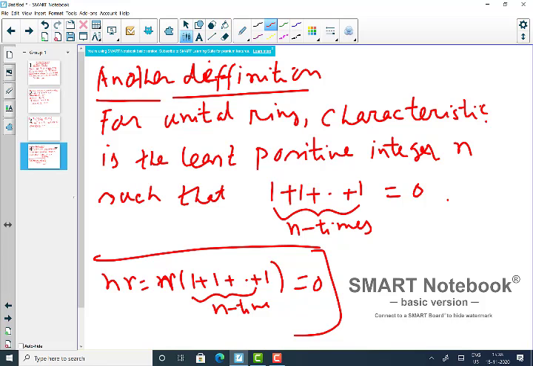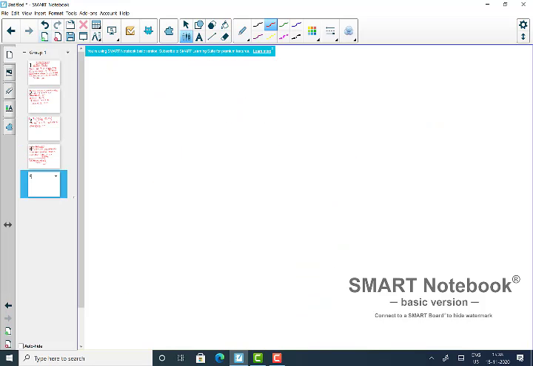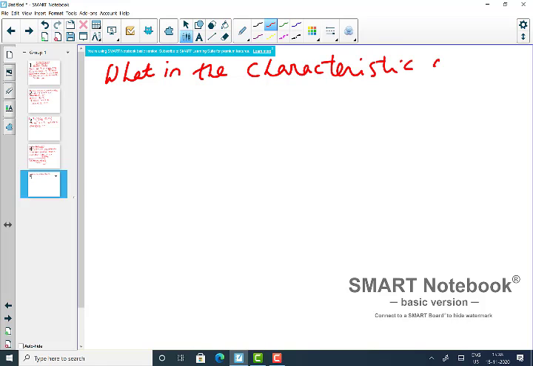Okay, so you have this property, and now the question is: if you have a special kind of ring, can you say anything special about the characteristic? For example, if you have an integral domain, then what happens? What is the characteristic of an integral domain?